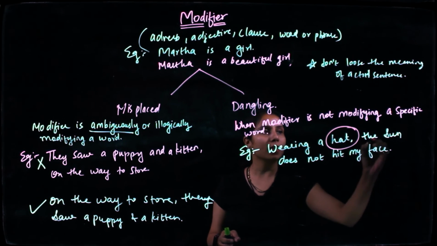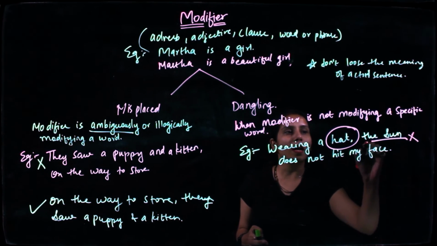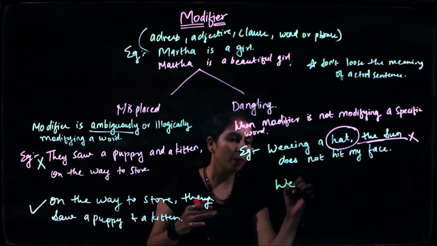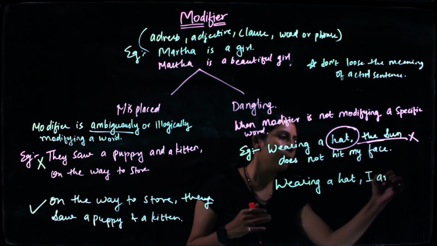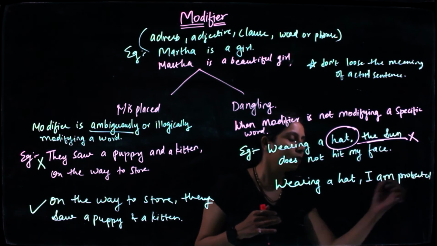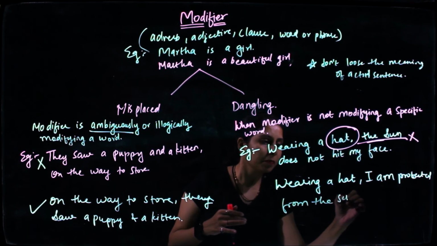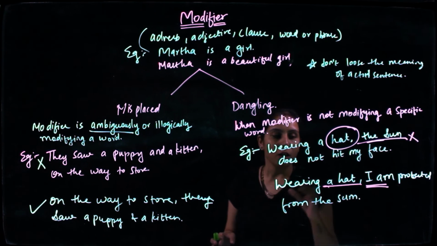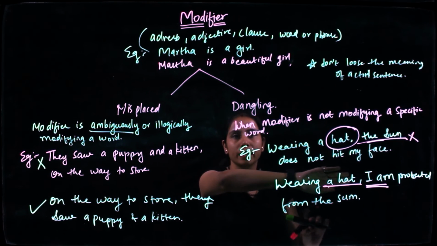Now, what has happened? Who is wearing the hat? Is the sun wearing the hat? No, you are wearing the hat. A person is wearing the hat. So you can't say the sun instantly after the hat. You need to say: wearing a hat, I am protected from the sun. Now here what has happened? Who is wearing the hat? I am wearing the hat. So that's where the modifier comes into the picture. Like if you say just, I am protected from the sun.